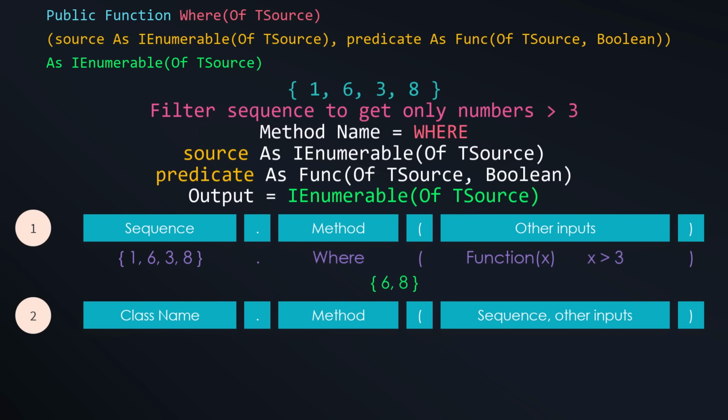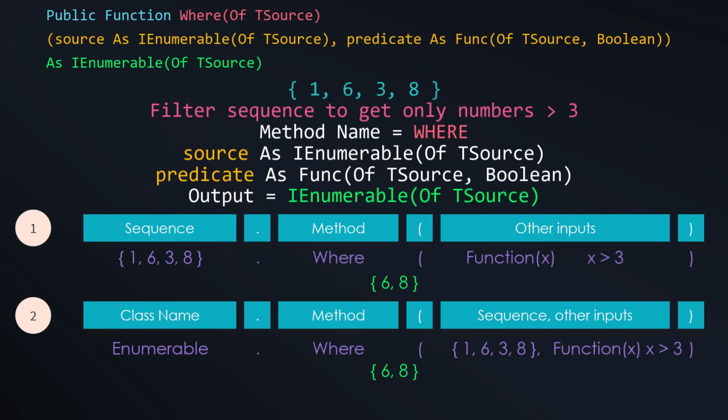Let's now do the same using the second way. First I have to write the class name, which is Enumerable in this case. Then the method name, where. After that the sequence. And then the other input parameters. Here I have only the predicate, that I set using a lambda expression. The output of this query will be also the same output. This is how to use a method to write a query, and also how to use lambda expression once we need that. Later in the course you will understand the lambda expression and the methods better.